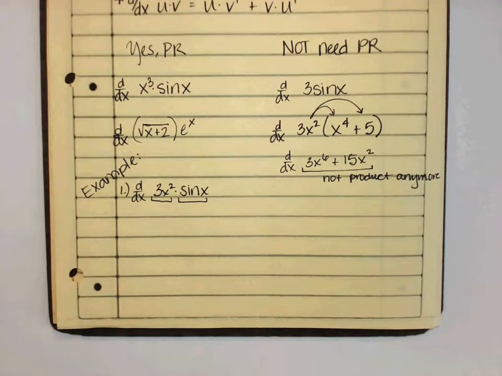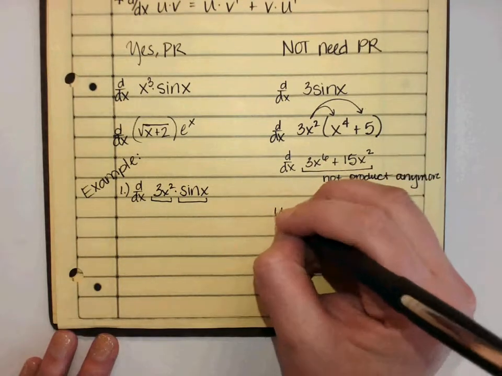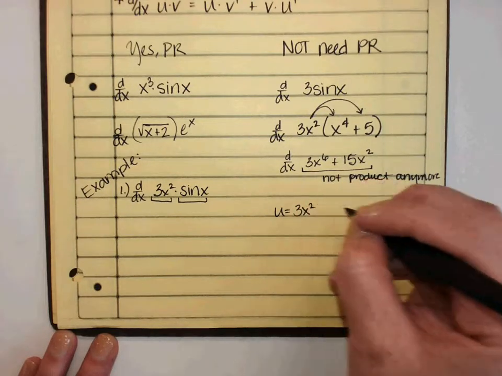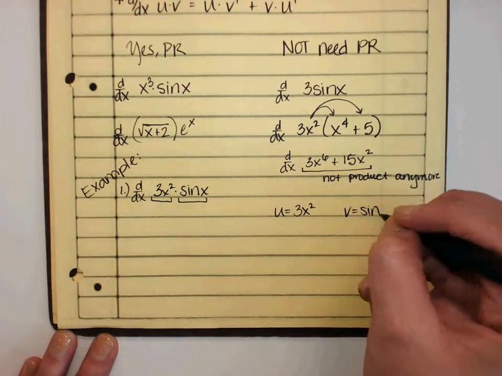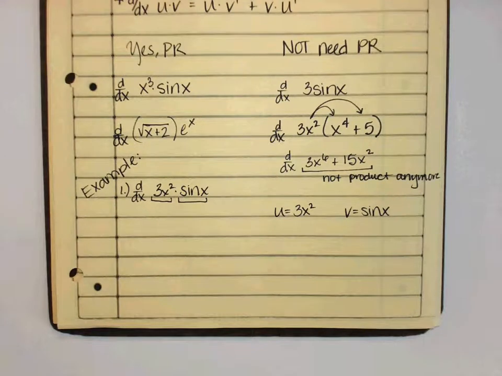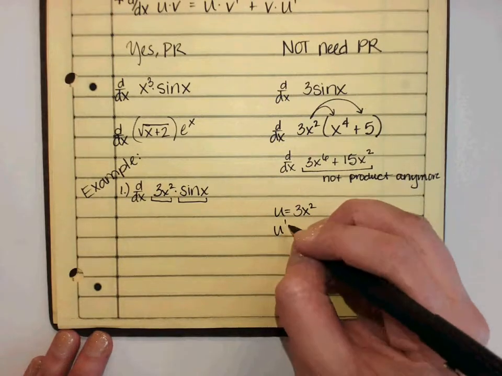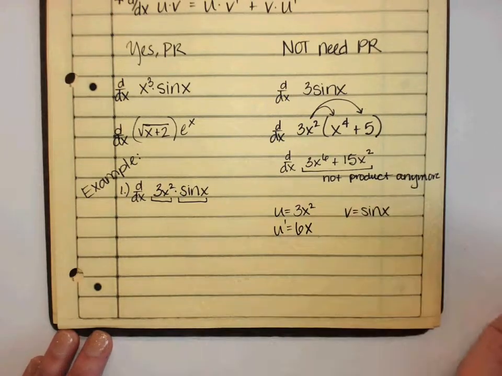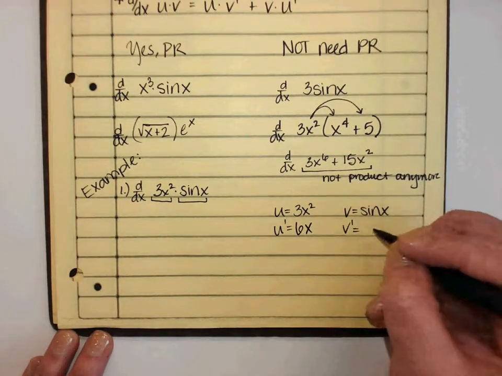So u is the first part of the product, v is the second part of the product. I'm going to write them over here. So u is 3x squared, v is sine x. Then I want you to take the derivatives of both parts. So if u is 3x squared, what's u prime? 6x. Okay, 6x. If v is sine x, what's v prime?